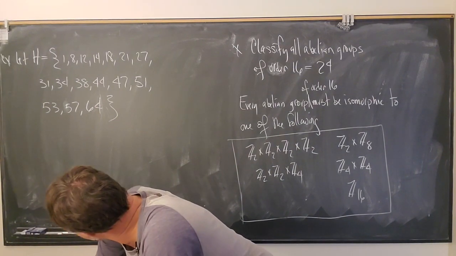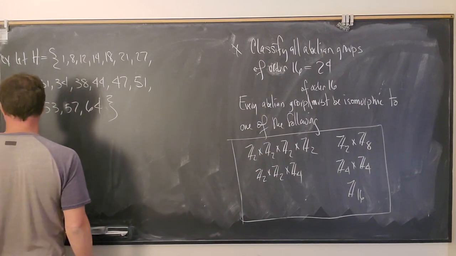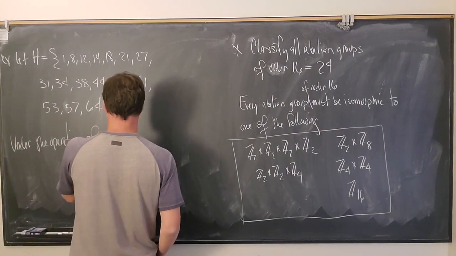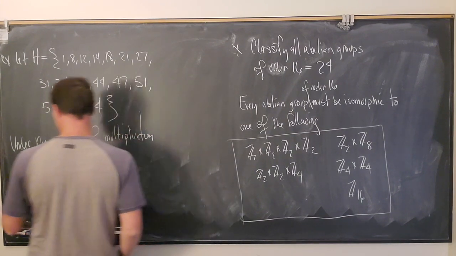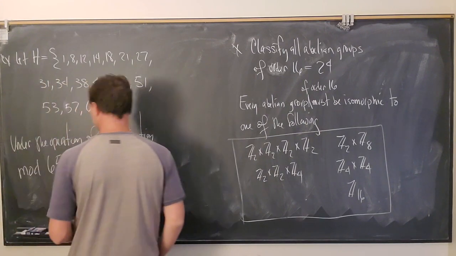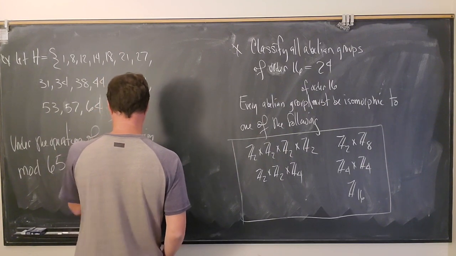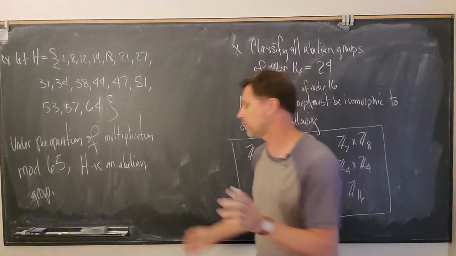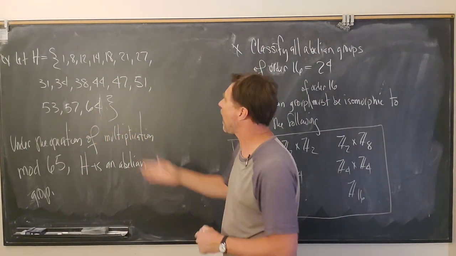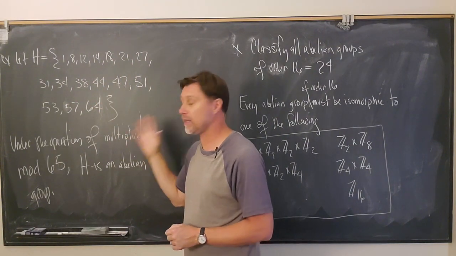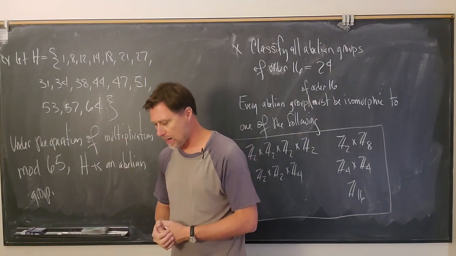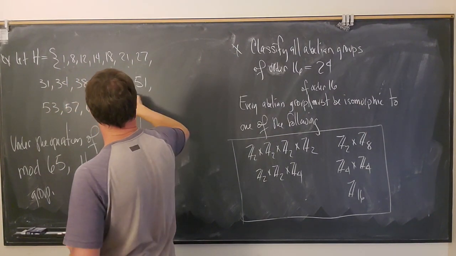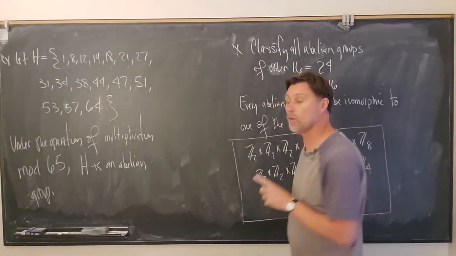And it turns out that under the operation of multiplication mod 65, H is an abelian group. So there's something going on here, and we'll talk about this later on, exactly why this is true. But for now, let's just accept. I wrote down this list, and you can actually show that it is a group under multiplication mod 65. Now, count them, and there's 16. Right, let's make sure I got it right. 1, 2, 3, 4, 5, 6, 7, 8, 9, 10, 11, 12, 13, 14, 15, 16. Okay, so what we have is an abelian group of order 16.